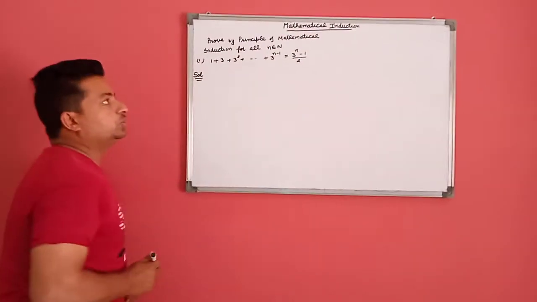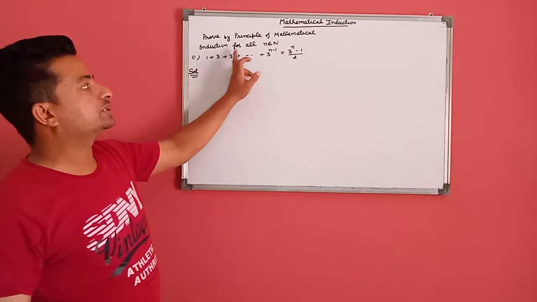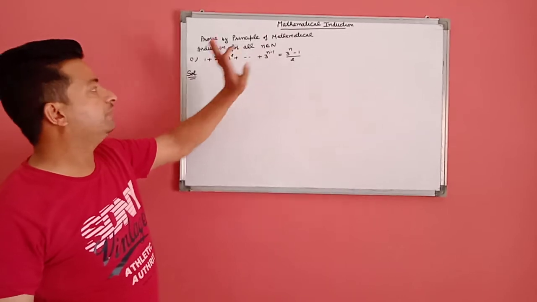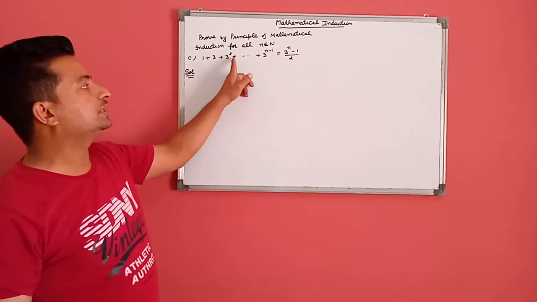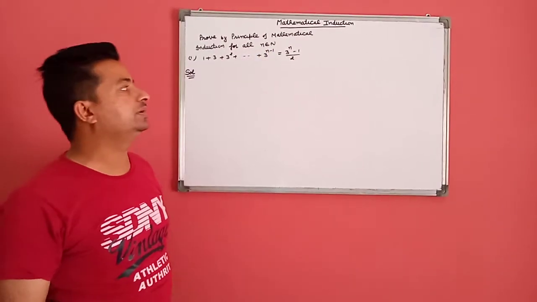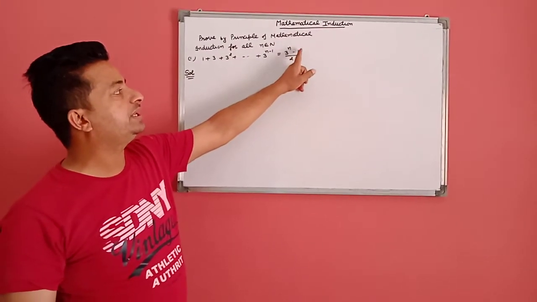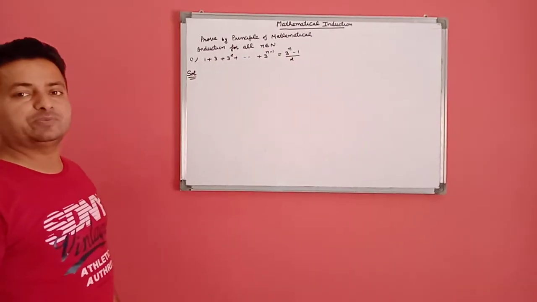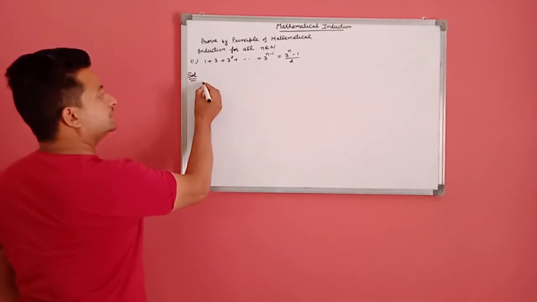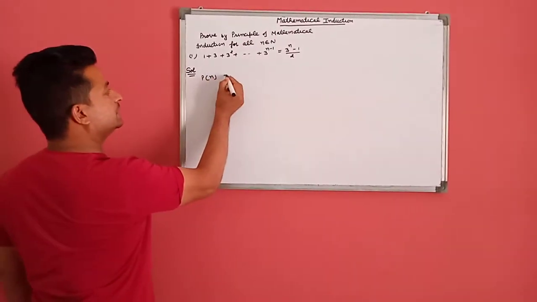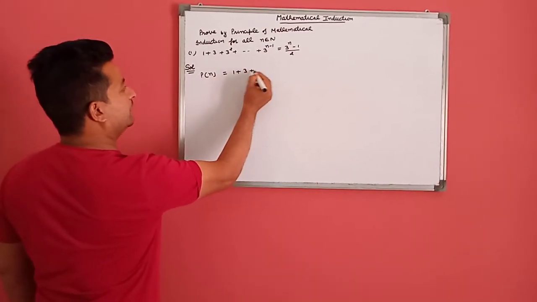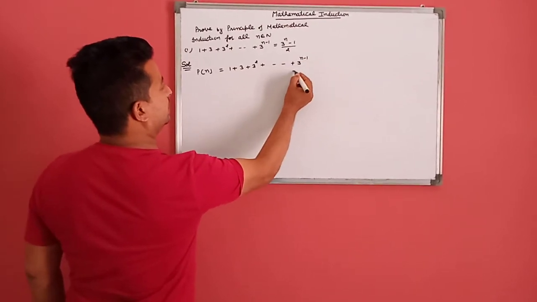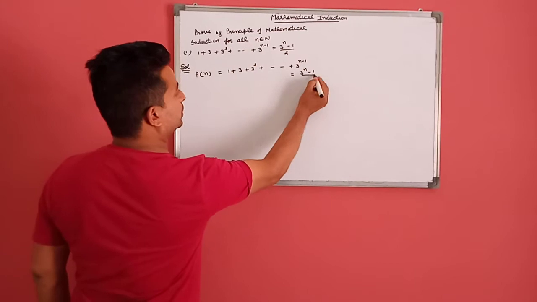This is the question. Prove by the principle of mathematical induction, for all n, n is an integer, belongs to N. This is an integer, this is any number. 1 plus 3 square plus 3 the power n minus 1 equals 3 the power n minus 1 by 2. We prove this statement by the principle of mathematical induction. For this, first we take this statement as Pn, that is 1 plus 3 square plus 3 the power n minus 1 is equal to this.